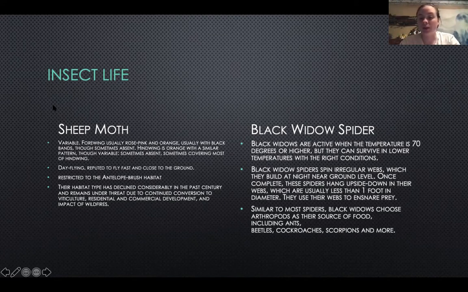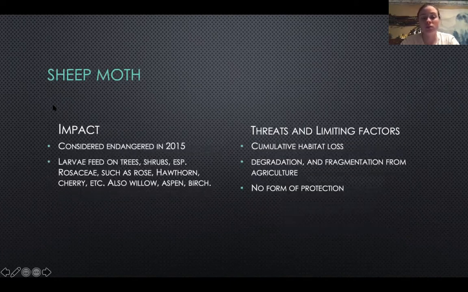Similar to most spiders, the black widow chooses arthropods as their source of food, like ants, beetles, cockroaches, scorpions, and a lot more. Back to the sheep moth, the impact is they're considered endangered since 2015. They tend to feed on trees and shrubs, especially these examples I've listed, like rose, hawthorn, cherry. They also feed on willow and aspen and birch. So that can impact the environment, but they are still endangered. They do have a lot of threats and limiting factors: habitat loss, degradation, fragmentation from agriculture, and they have no form of protection.